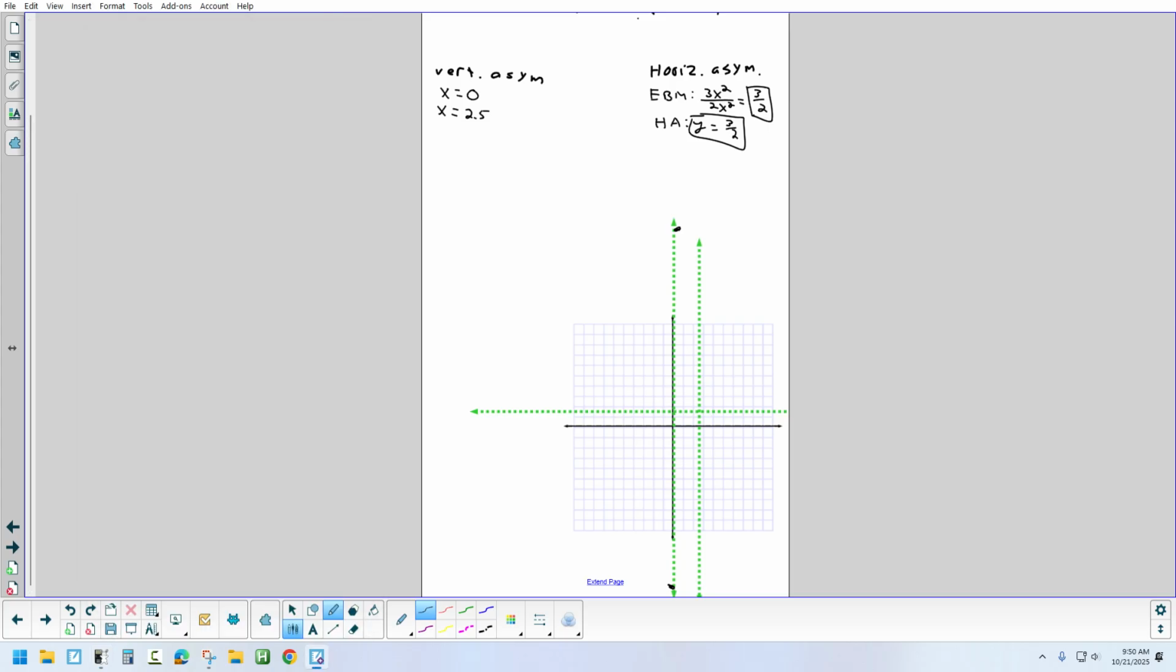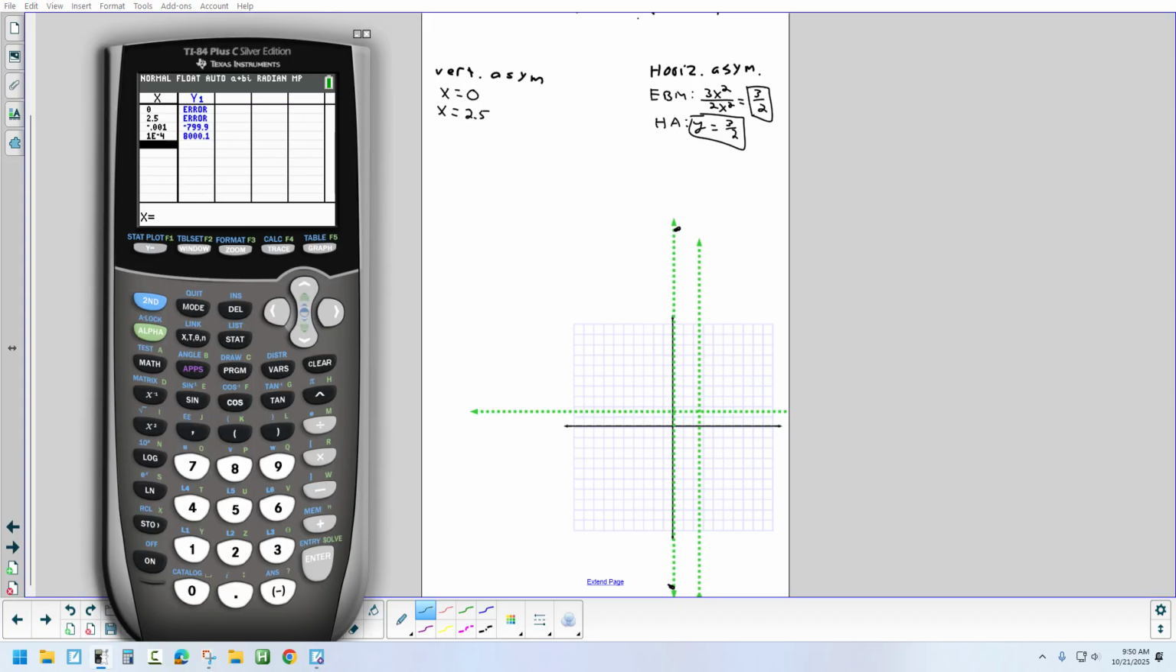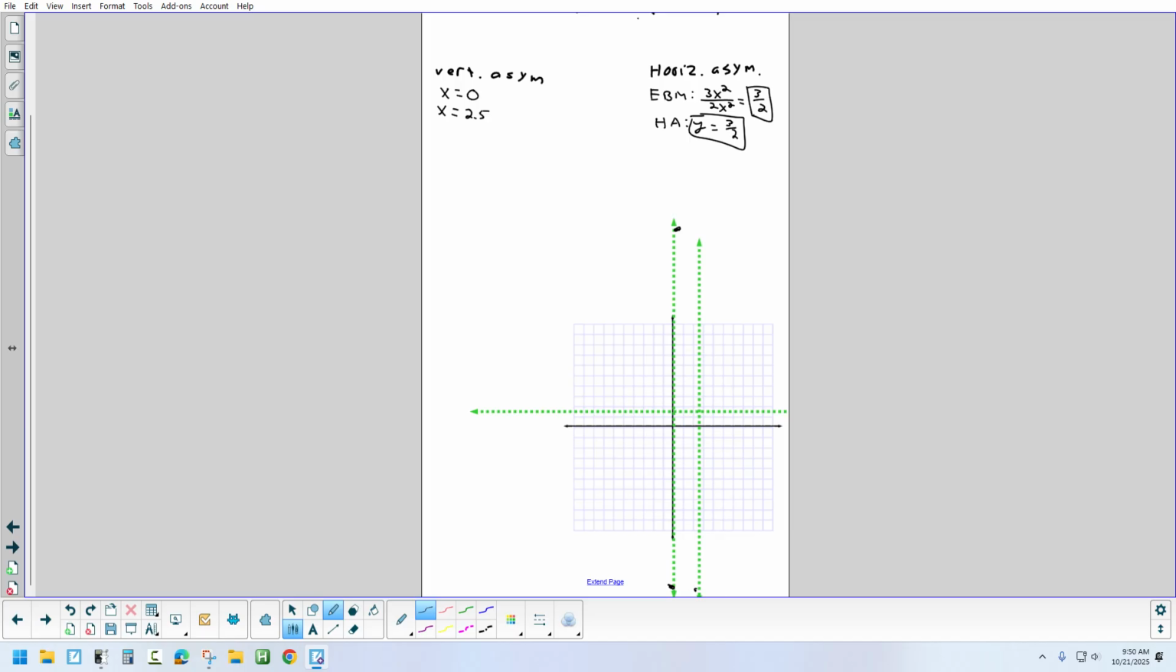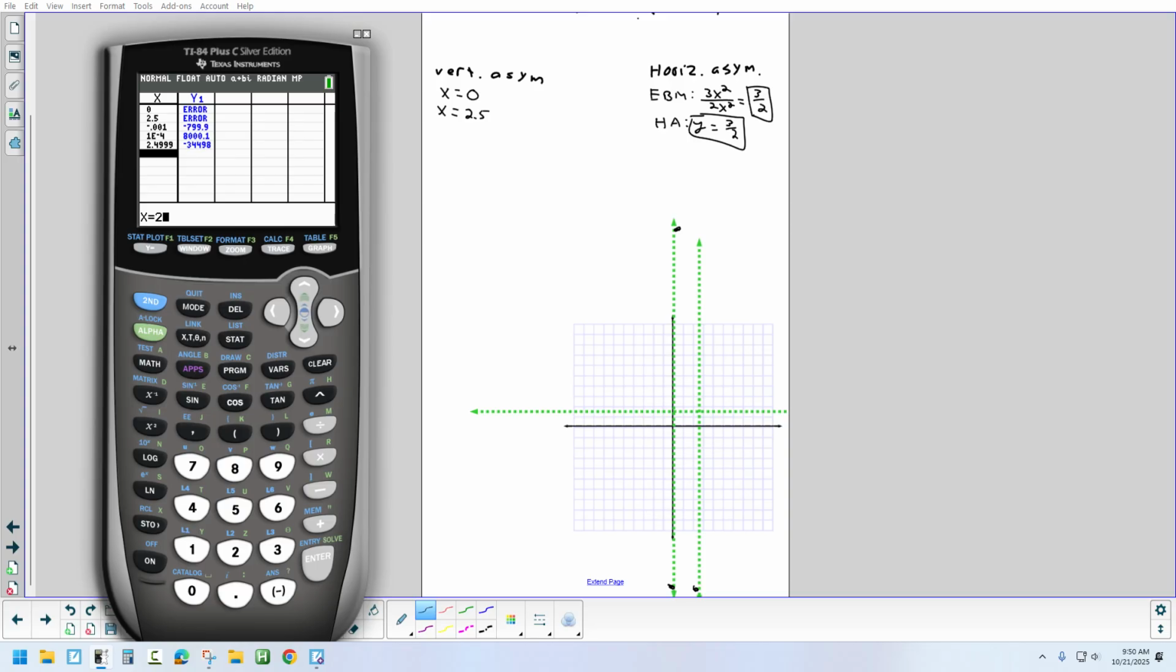Okay, let's check the other vertical. That one's at 2.5. What's the number that's just before 2.5? 2.4. That's pretty close to 2.5, and we're down at almost negative 35,000. So way down here. And what would be a number that's a little bigger than 2.5? 2.5001, that's pretty close. And you're up at, again, over 34,000. So way up here.